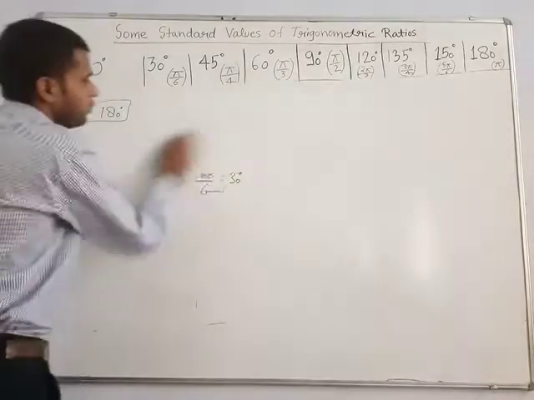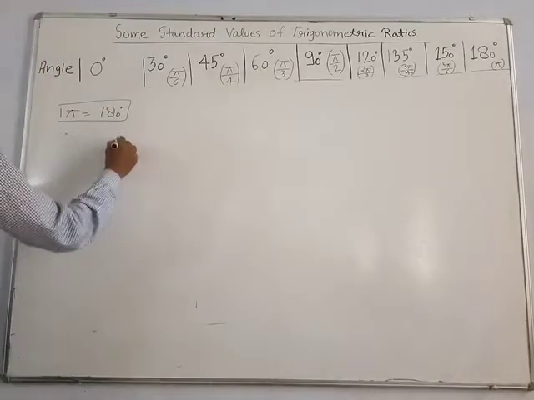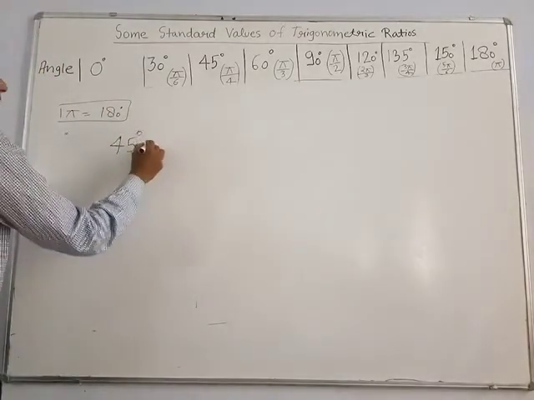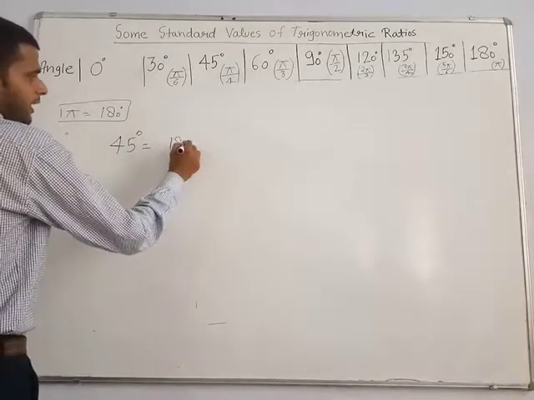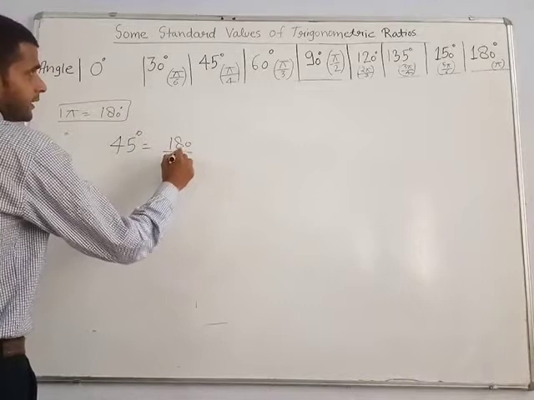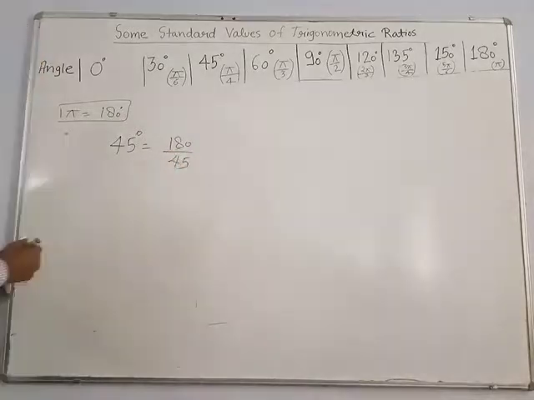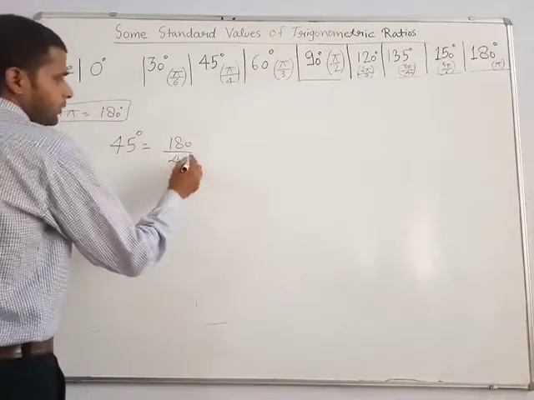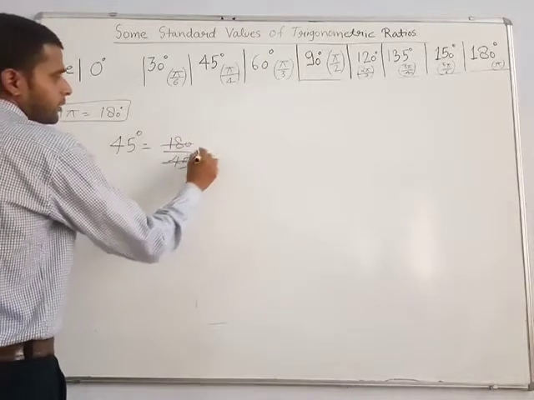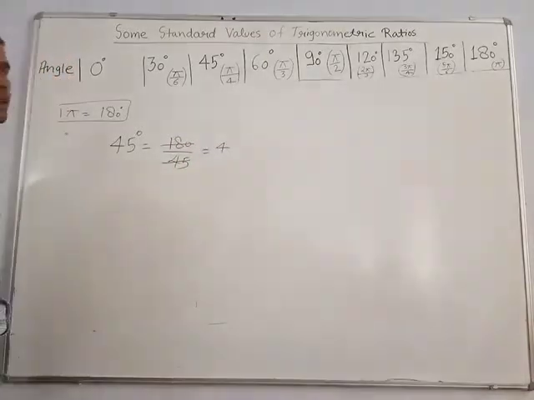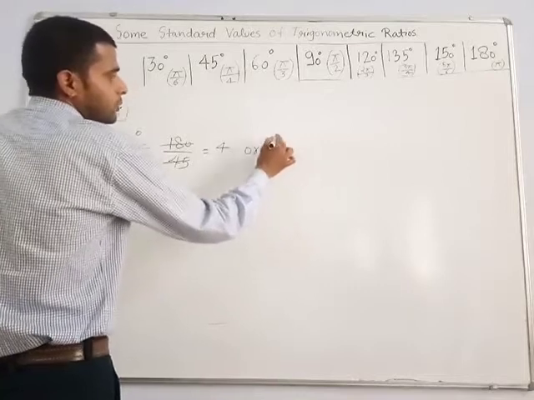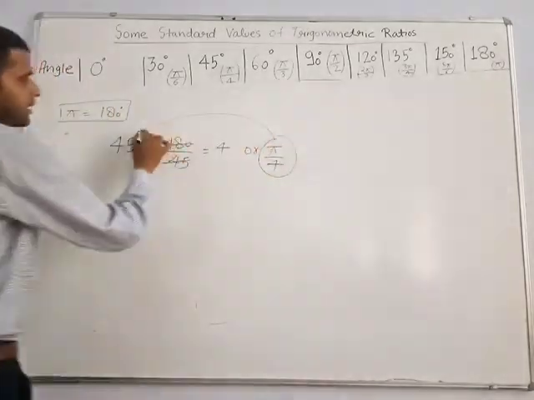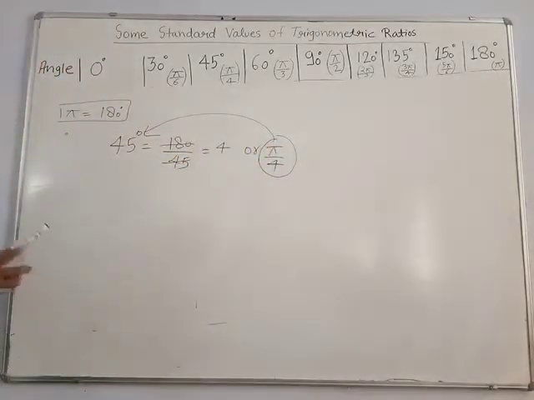Then 45 degree. 45 means 180 divided by 45, that is 4. So you have to write pi upon 4. If you solve pi upon 4, answer comes 45, right?